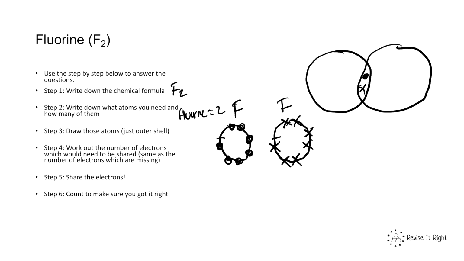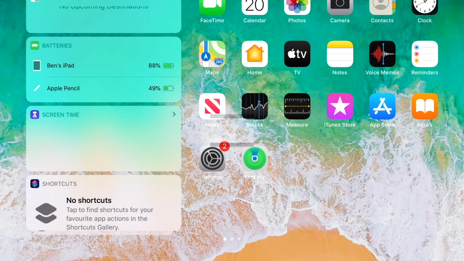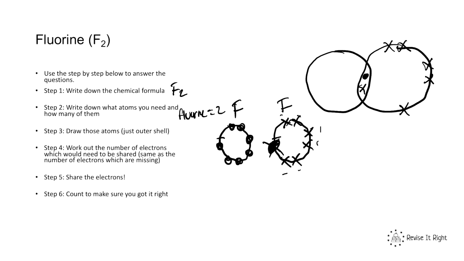Now we need to fill in the blanks. So if we take into account this one, so this one's gone here, that leaves 1, 2, 3, 4, 5, 6 electrons left on that side. So we'll fill them in here. And 1, 2, 3, 4, 5, 6 left on that side. So again, 2, 3, 4, 5 and 6, and fill them in.